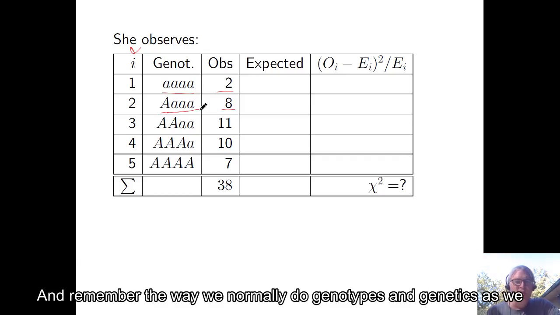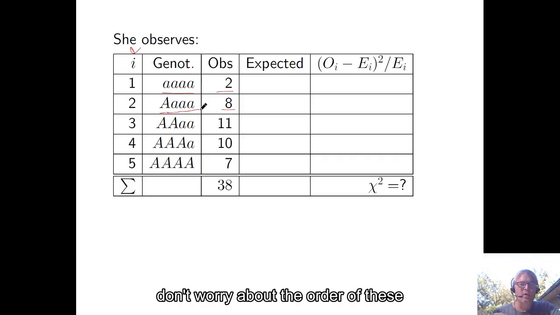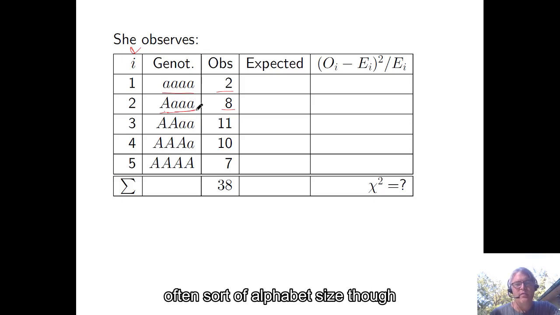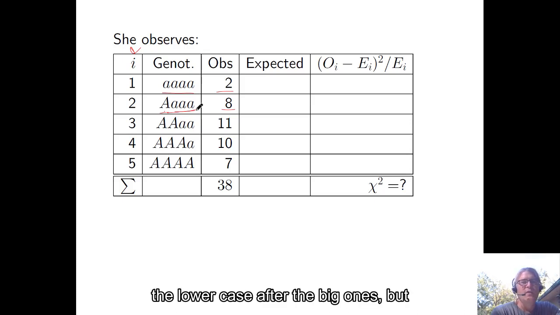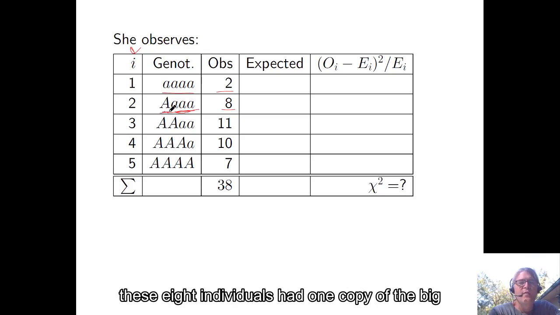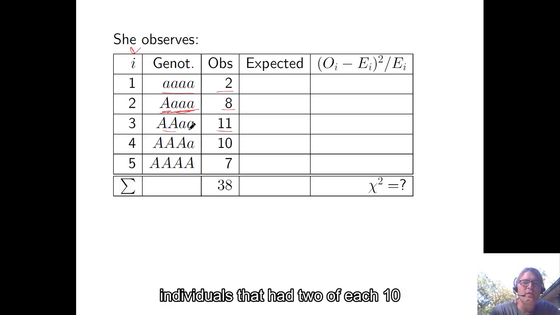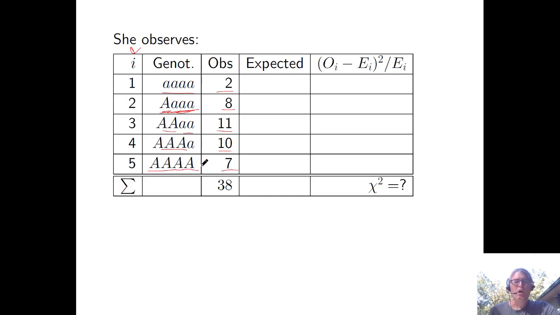And remember, the way we normally do genotypes in genetics is we don't worry about the order of these because there's no real order to the chromosomes. We just say, you got 1 big A and 3 little a, and we often alphabetize the lowercase after the big ones, but that's meaningless. But the point is that these 8 individuals had 1 copy of the big A and 3 copies of the little a. And then there were 11 individuals that had 2 of each, 10 individuals that had 3 big A's, and 7 individuals that were homozygous for the big A allele.